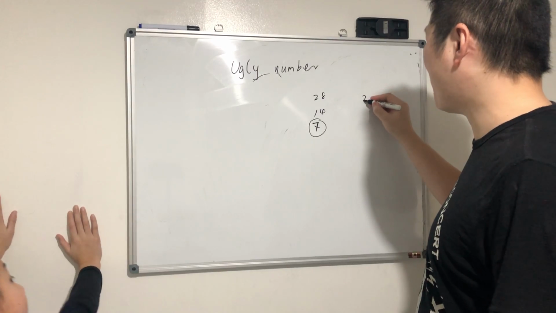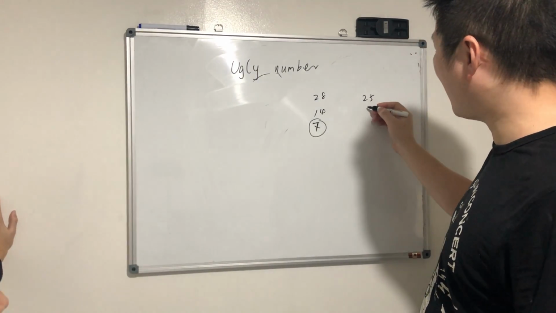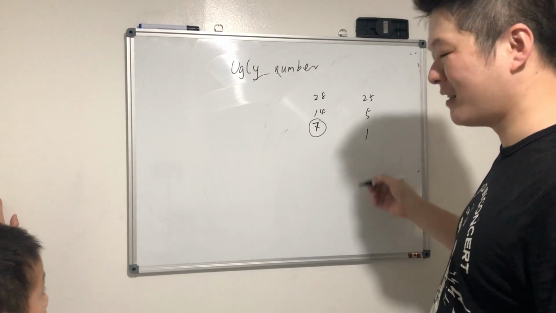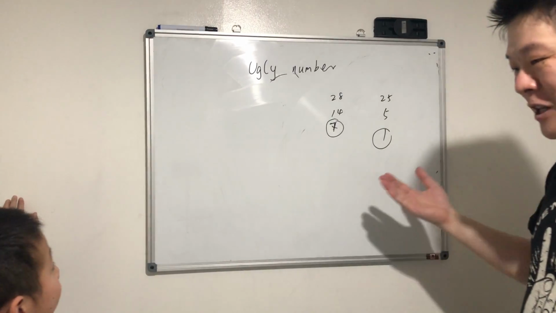How about 25? Can't divide it by 2, can't divide it by 3. Can I divide it by 5? Yes. And can I again divide it by 5? Yeah. And then it's 1, so it's an ugly number. You see this strategy?